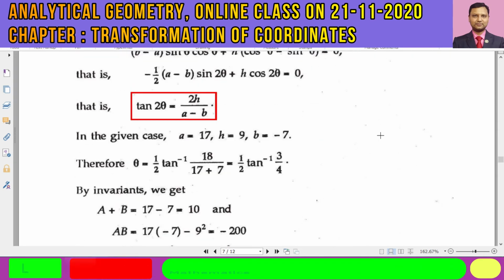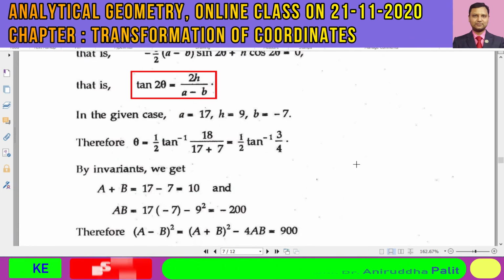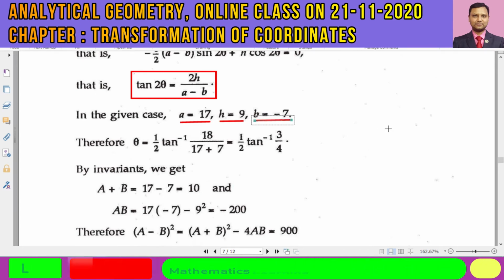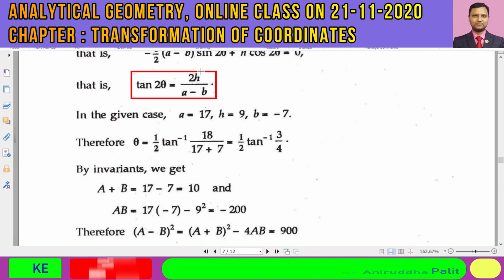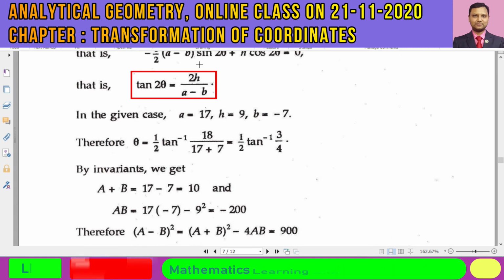If you compare it with the standard expression, a is equal to 17, twice h is equal to 18, so b is equal to minus 7 over here. Got it? Therefore we just put all these expressions. If a is equal to 17, twice h is equal to 18, means h is equal to 9, and b is equal to minus 7. And therefore what would be theta? Theta is equal to half of tan inverse of the right hand side. Over here, if tan twice theta is equal to twice h by a minus b, then twice theta is equal to tan inverse of the right hand side, and then theta would be half of tan inverse of the right hand side.